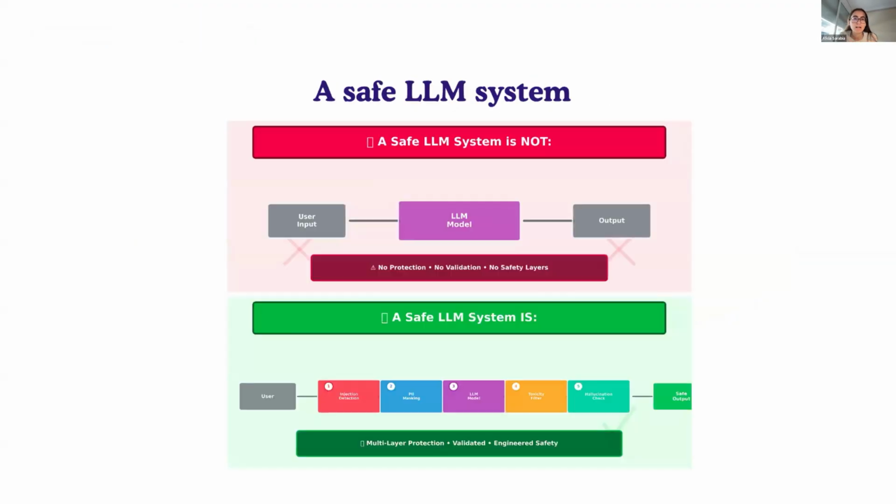So basically our LLM system does not have to be just one simple LLM, because it has to have several layers. So we need to have detection of bad prompts, and also toxicity filters and hallucination checks. So it's not only one LLM, but several layers.